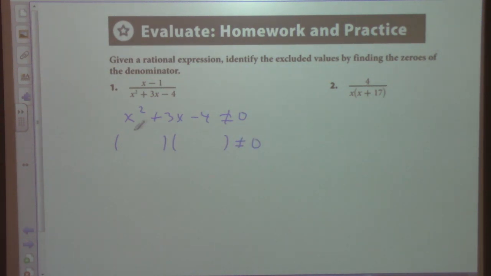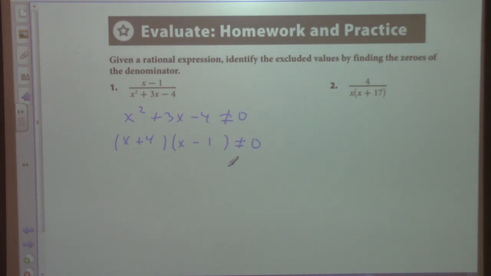Now, will these things always be factorable? No, not always. But right here, they're obviously expecting it to be factorable, probably, right? So what are the factors of this thing down here? X plus 4, x minus 1. Okay, good job.